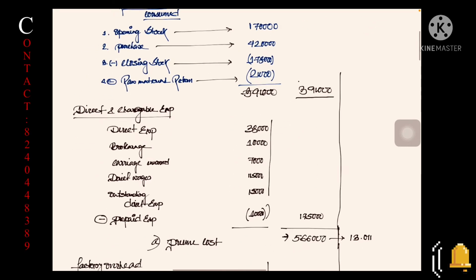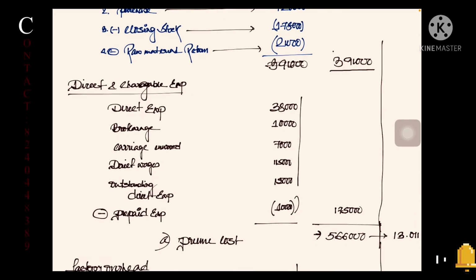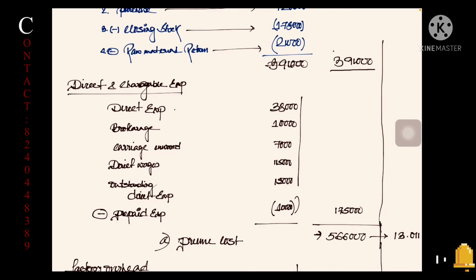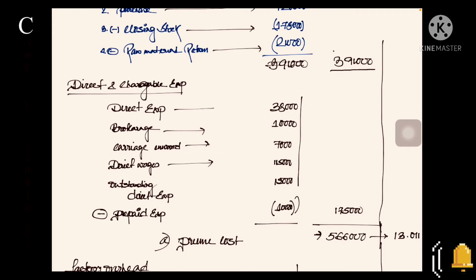And then, after we calculate the raw material consumed, we need to add all the direct and chargeable expenses. The question comes up, what are direct and what are indirect expenses? Let me tell you. Anything that is directly utilized at the time we are procuring the raw material, or utilized to procure this particular raw material, is called a direct expense. Maybe this is brokerage, maybe carriage inward, maybe direct wages. These all are included under the heads of direct and chargeable expenses.